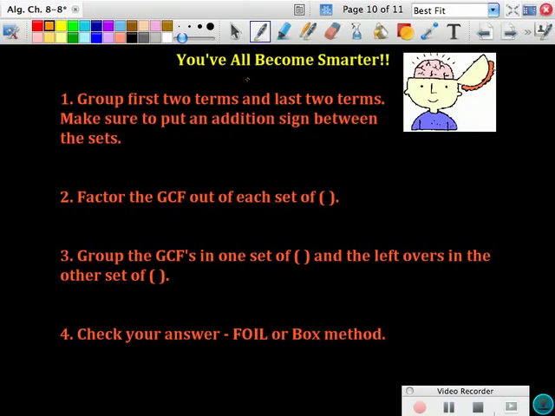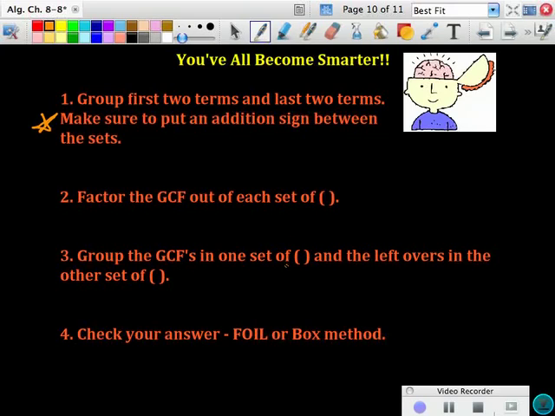So here are the steps again. Group first two, last two. Make sure you put an addition sign between the sets, very important. Factor the GCF out. Group the GCFs in one set, the leftovers in the other set of parentheses, and then check your answer. All there is to it.